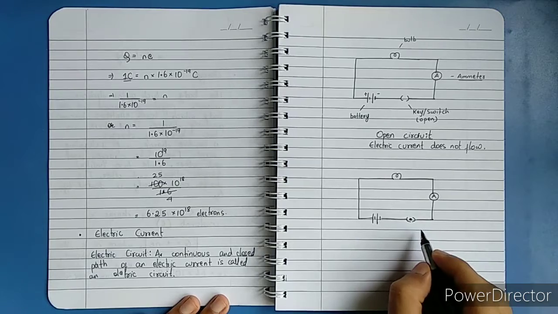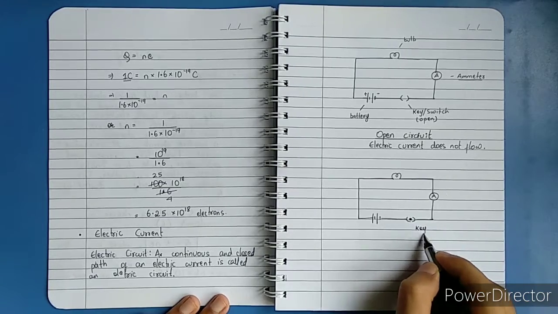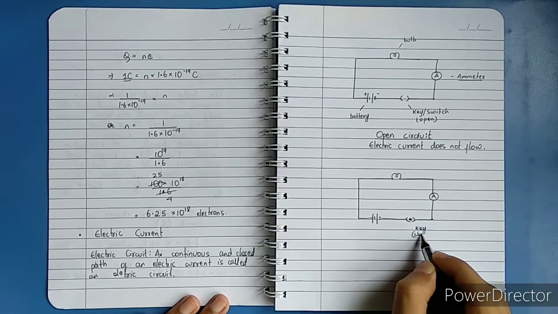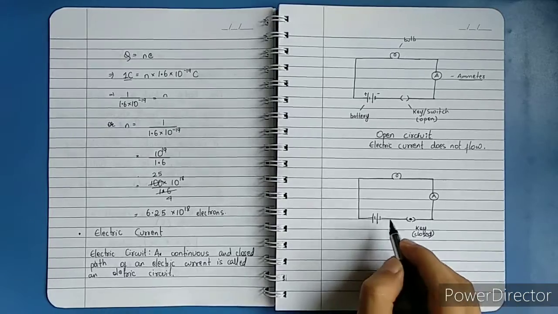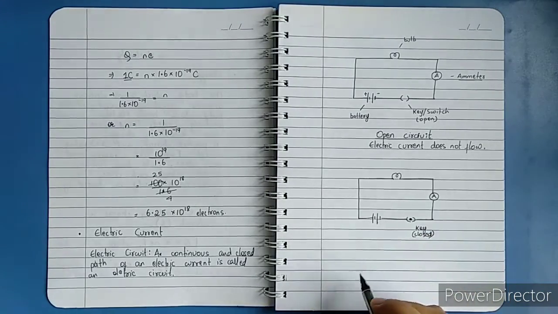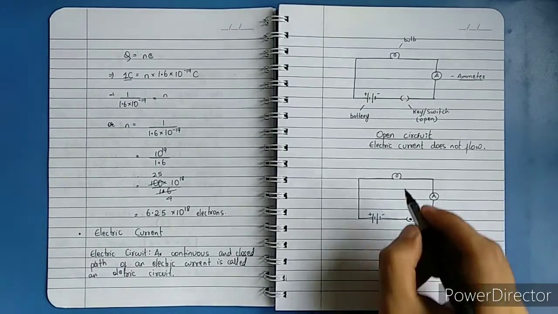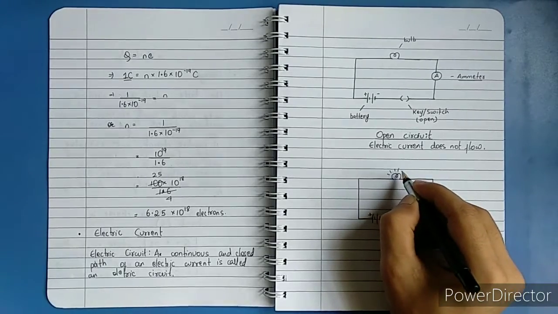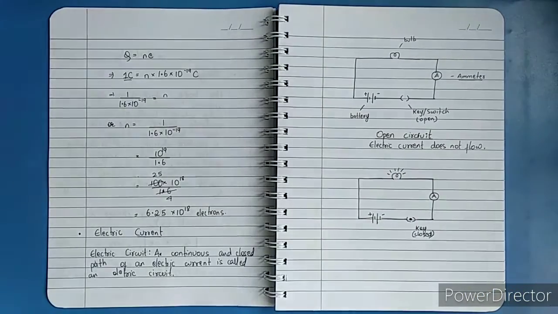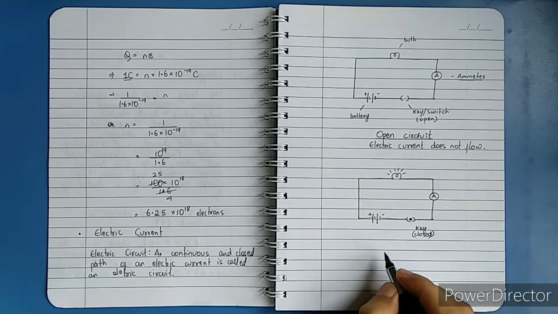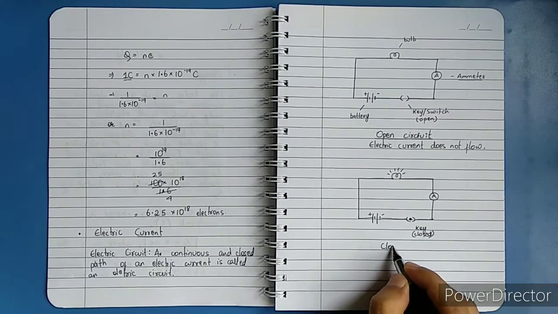So this denotes the key or the switch that is closed. Now this circuit is complete and it is closed. Hence the bulb glows. So this is a closed circuit.